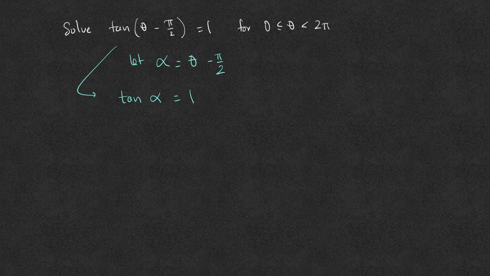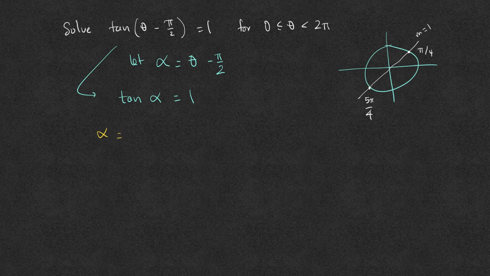On the unit circle, the only angles that will give us tangent equals 1, tangent represents the slope that goes through the origin, are pi over 4 and 5 pi over 4. We conclude that alpha has to be pi over 4 and 5 pi over 4.